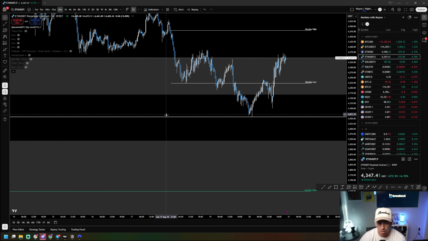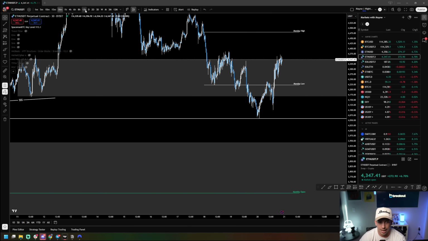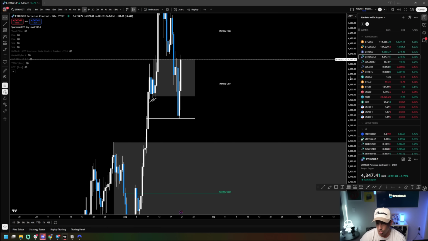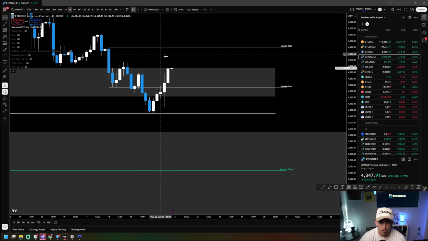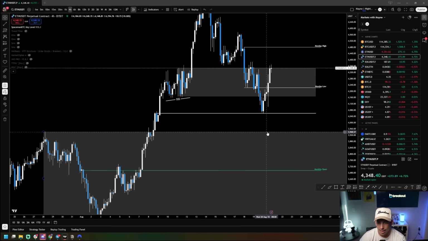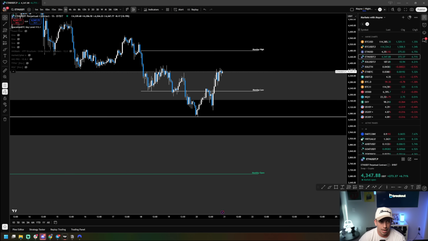My invalidation is still going to be below here for now. I'll wait for us to get a structure shift to move it. So if we can get an H12 move or even an H4 move above this high, then I'll consider bringing up my stop. But for now, I'm going to leave it where it is. And if you're not in, any sort of pullback here is probably your opportunity to get long.